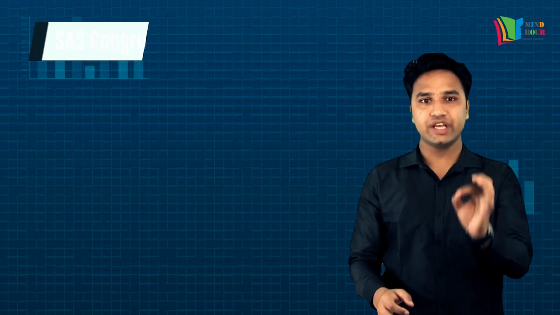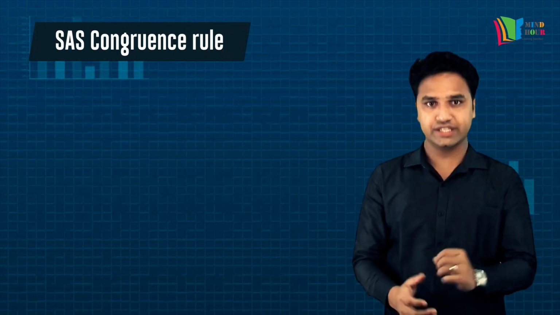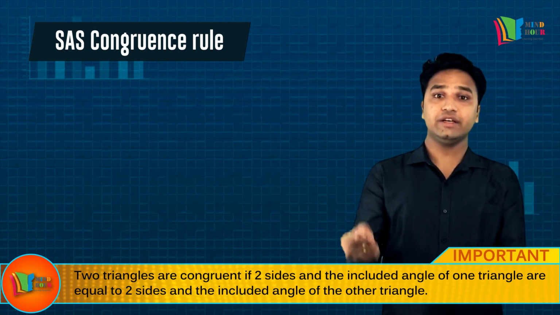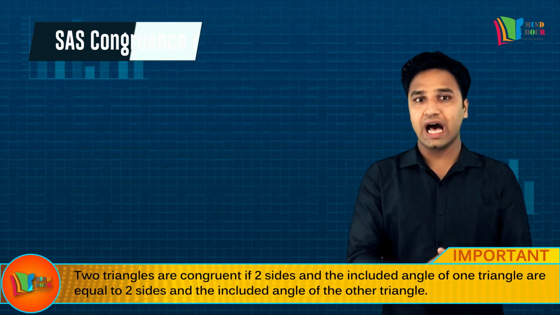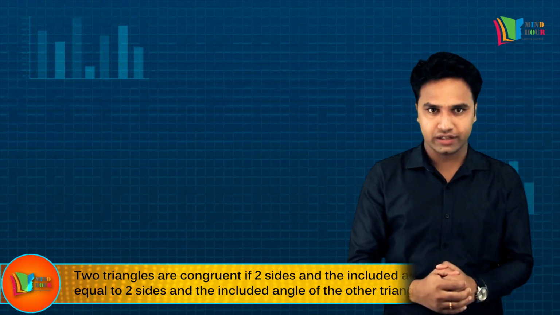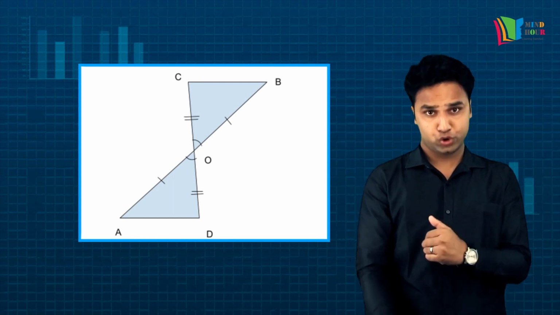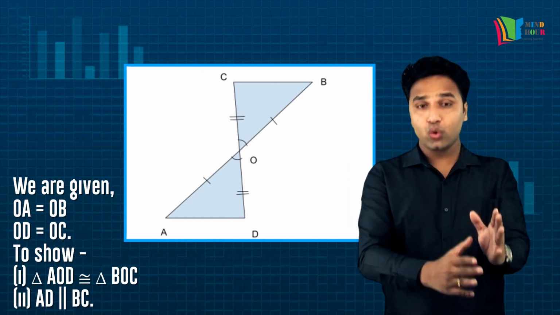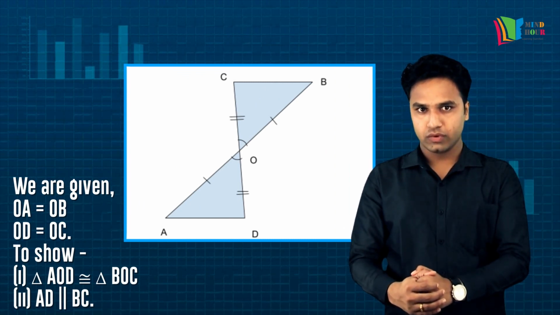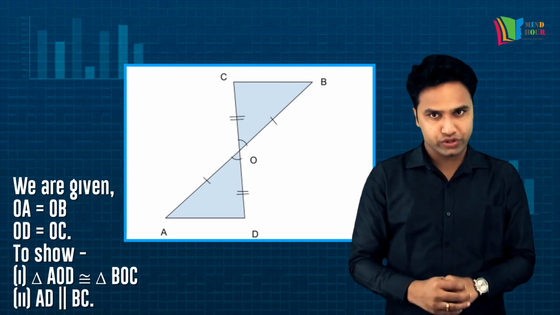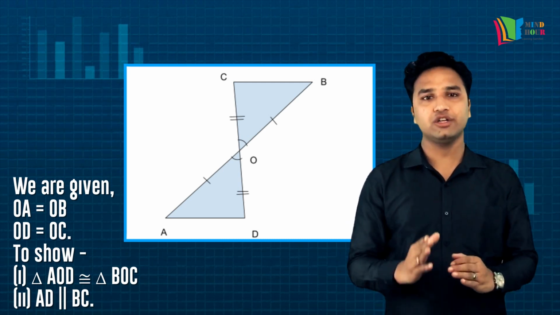The first axiom of congruence is called the SAS congruence rule. It states that two triangles are congruent if two sides and the included angle of one triangle are equal to the sides and the included angle of the other triangle. In the figure shown here, we are given OA equals OB and OD equals OC. Show that triangle AOD is congruent to triangle BOC and AD is parallel to BC.